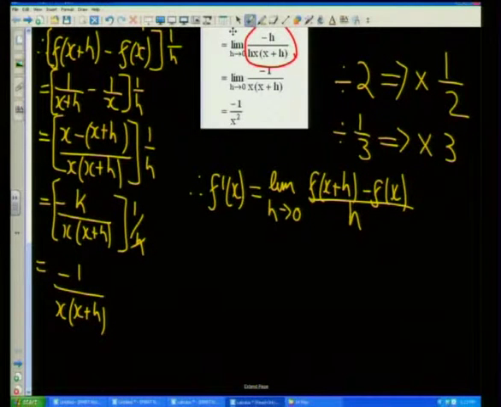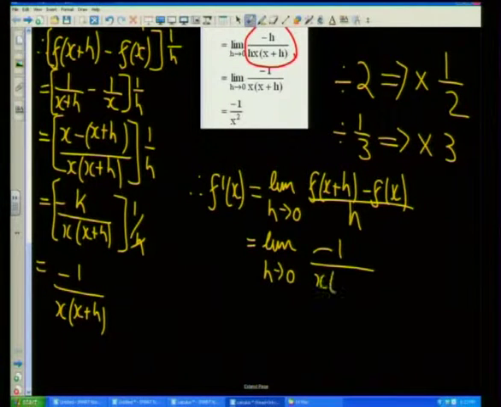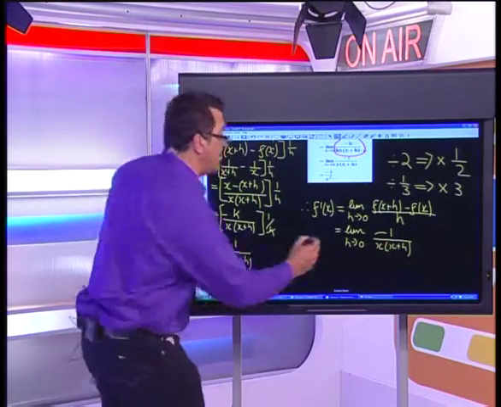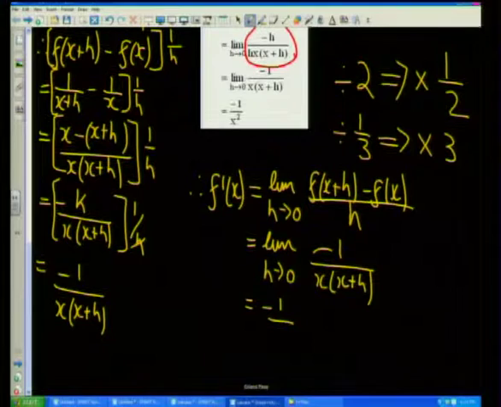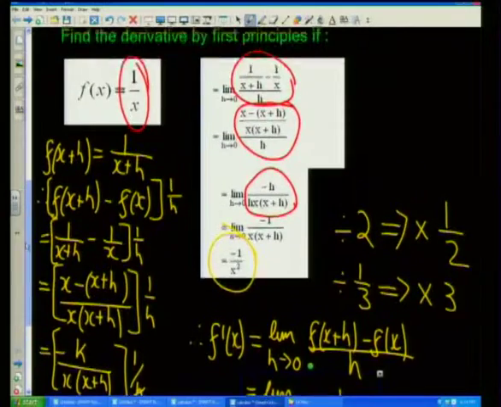Okay, folks, so that's my definition. It's the limit when h approaches 0 of the average gradient. That is nothing other than the limit when h approaches 0 of minus 1 over x times x plus h. And again, I can drop this because I'm now going to make h 0. I'm left with minus 1 over x times x, which is x squared, which is indeed what you saw over there.